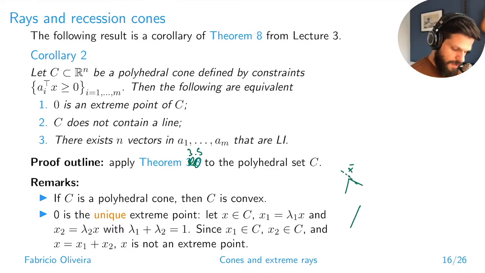But in the cone, if you pick a point x1 and a point x2, which are just the scalings of x, this will always belong to the set. So that's kind of how it goes. That will be your only chance to find a vertex. So that's it.